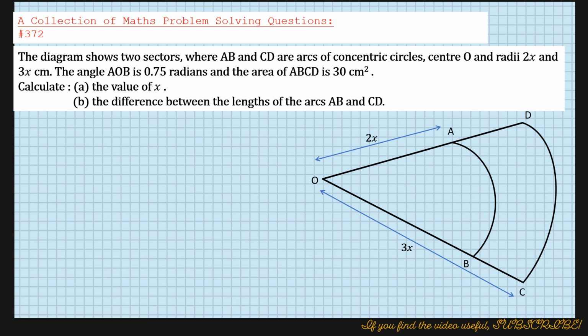The diagram shows two sectors where AB and CD are arcs of concentric circles, center O and radii 2x and 3x centimeters. The angle AOB is 0.75 radians and the area ABCD is 30 centimeters squared. Calculate the value of x and the difference between the lengths of the arcs AB and CD.